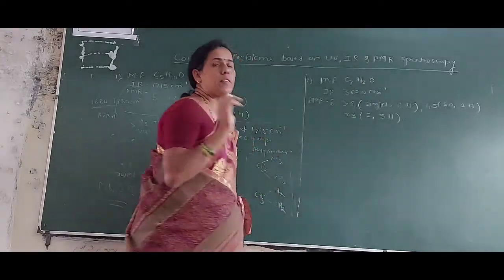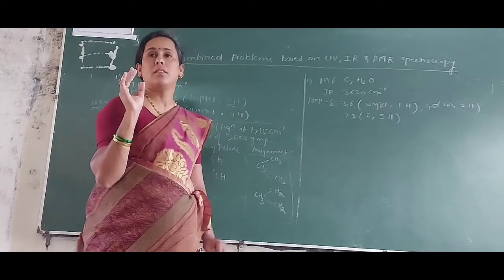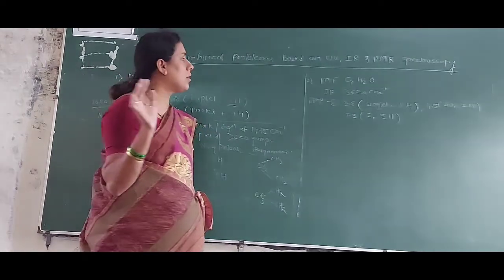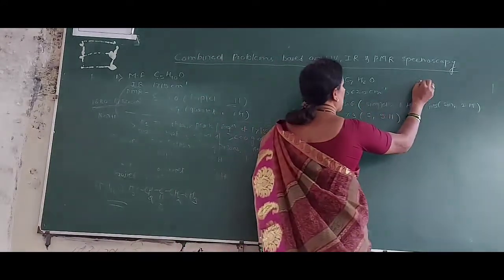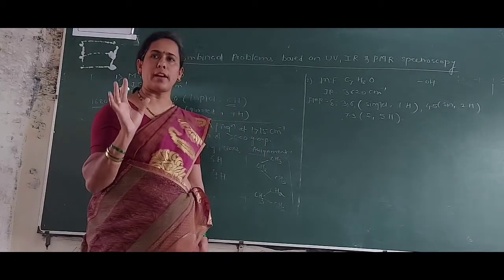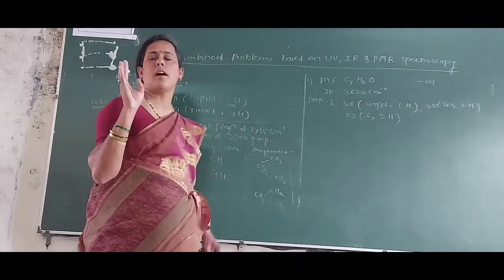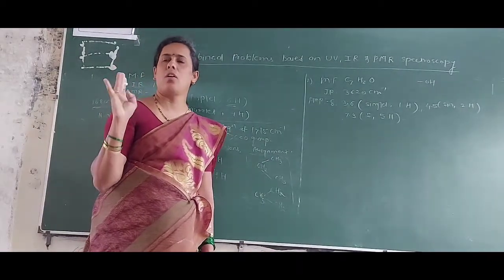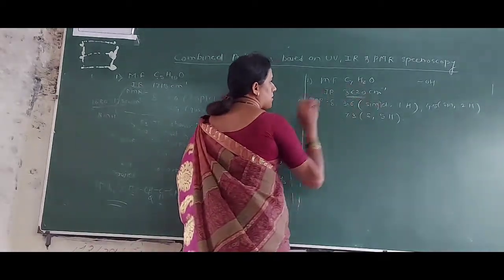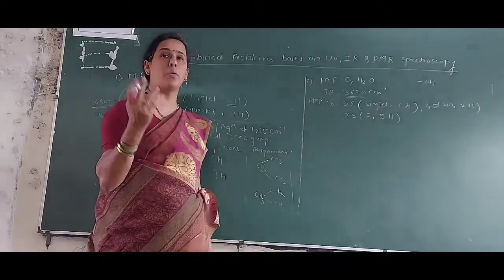The molecular formula given to you is C7H8O, and the IR frequency is at 3620. As the IR frequency is in the range of 3300 to 3640, it indicates the presence of an OH group, and that OH group is of two categories. Which are the two categories? Either the OH group is free OH or it is a bonded OH. But this category confirms the OH is a free OH.